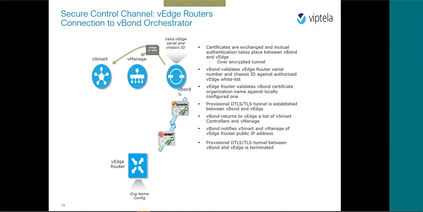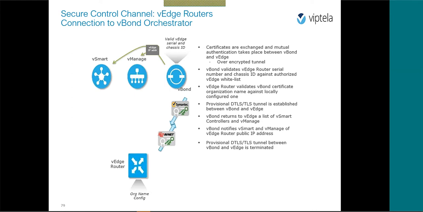It's a simple process. vEdge provides its certificate to vBond and vice versa. And vBond and vEdge validate the certificates with each other, and then authentication becomes successful at vBond. vBond distributes controller information to vEdge, vEdge information to the controllers, and detaches the session with vEdge.